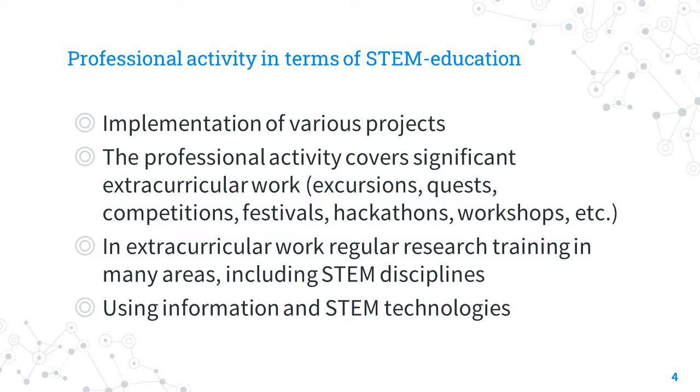The characteristic feature of the natural science and mathematics teacher's professional activity in terms of STEM education is the usage of active and widespread student research activities throughout the implementation of various projects, the most important of which are projects related to educational robotics. The professional activity of a natural science and mathematics teacher in STEM education is not limited to teaching these disciplines at school, but also covers scientific extracurricular work. In extracurricular work, regular research training is held in many areas, including STEM disciplines.